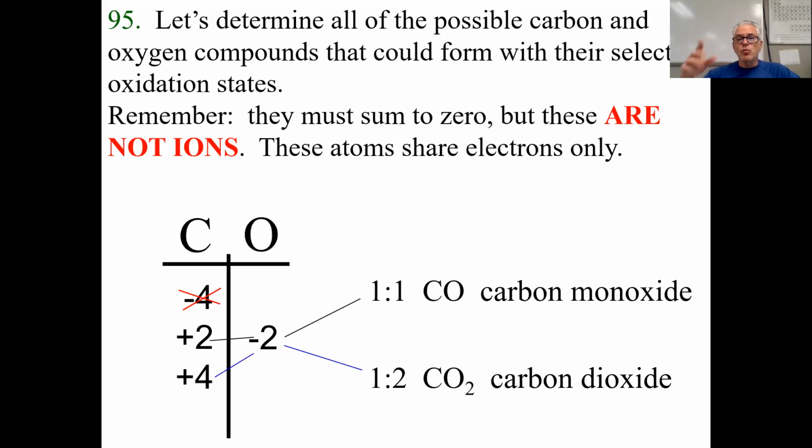And then the first one we cancel because there's no way to make it work. Negative and negative never can sum to 0. And the other 2, either in a 1-to-1 or a 1-to-2 ratio, and we name them. If it's 1-to-1, the first atom's carbon, we just say it. The second atom gets a prefix, monoxide. And then the last one there, single carbon and a double oxygen, so it's carbon dioxide. Those are the only 2 carbon-oxygen compounds in the universe.